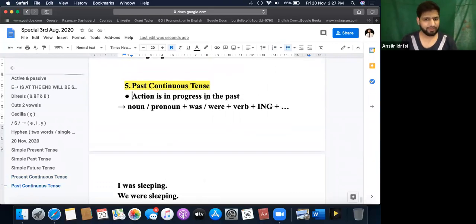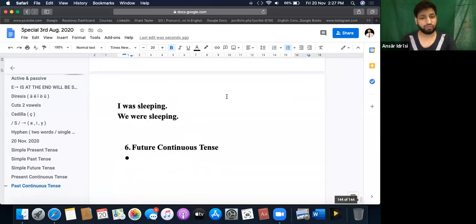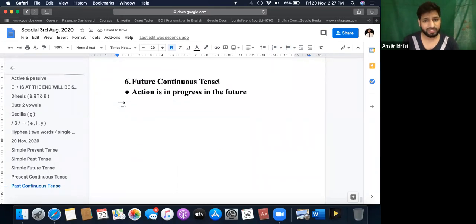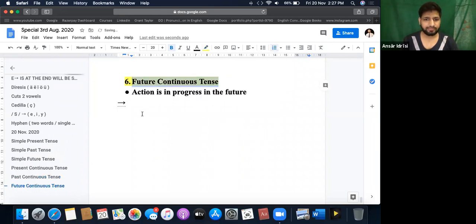That's it. Simple सा एक उसका ये है. उसको ज़्यादा लंबा खींचते नहीं है. Action is in progress in the future. That's it. जब कोई action future में progress में है, उसके लिए हम लोग use करेंगे future continuous tense. Okay? Action is in progress in the future. कोई action progress के अंदर है, future के अंदर है. That's what future continuous tense. Is that clear? Yes. Next.